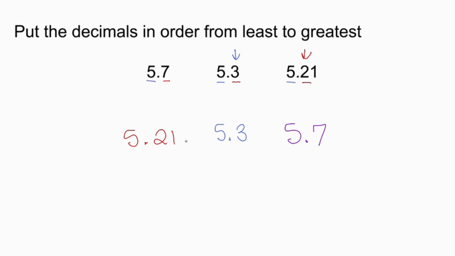So I have 5 and 21 hundredths, then 5 and 3 tenths, then 5 and 7 tenths.